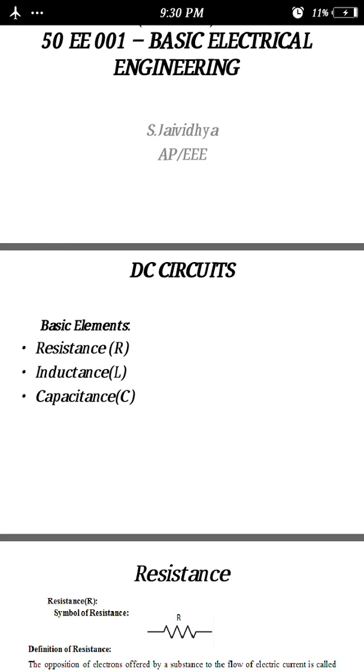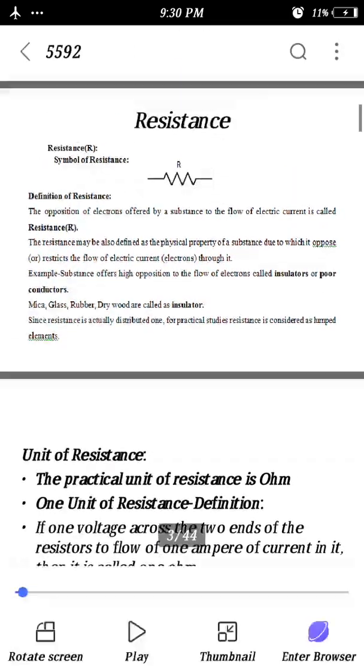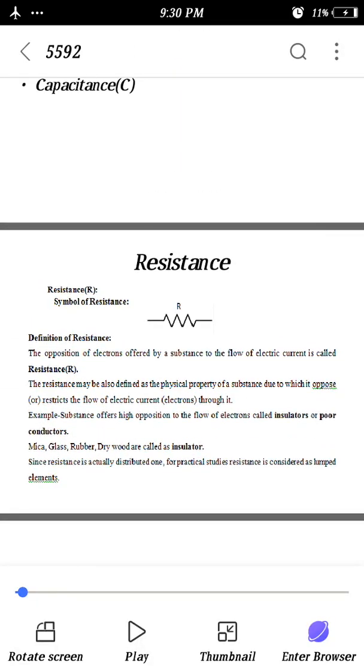As I already said, the circuit is a combination of electrical components, right? The basic electrical components available are resistance, inductance and capacitance. Each has separate properties. First we are going to discuss resistance. This is the symbol of the resistance. It is denoted as capital R.